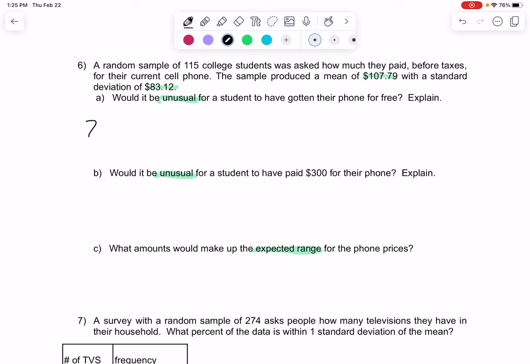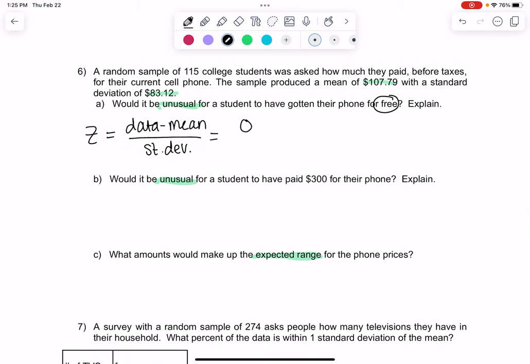Would it be unusual if a student got their phone for free? So unusual is z-score. We're going to take the data value, subtract the mean, and divide by standard deviation. This is a very important formula. You want to just accidentally memorize it because we'll use it so much. So my data value is how much did they pay for the phone. So free means they paid $0. The mean is 107.79, and the standard deviation is 83.12. Those were given. 115, the sample size, is not relevant to finding z-score.